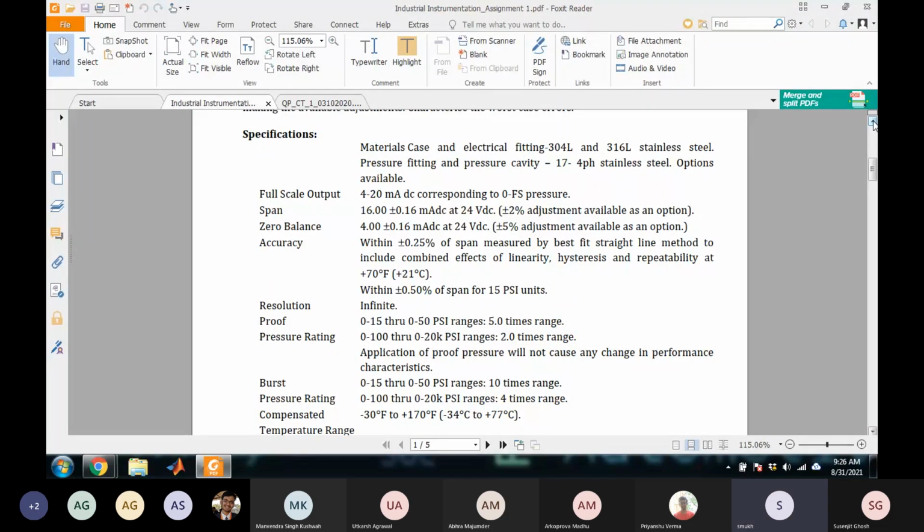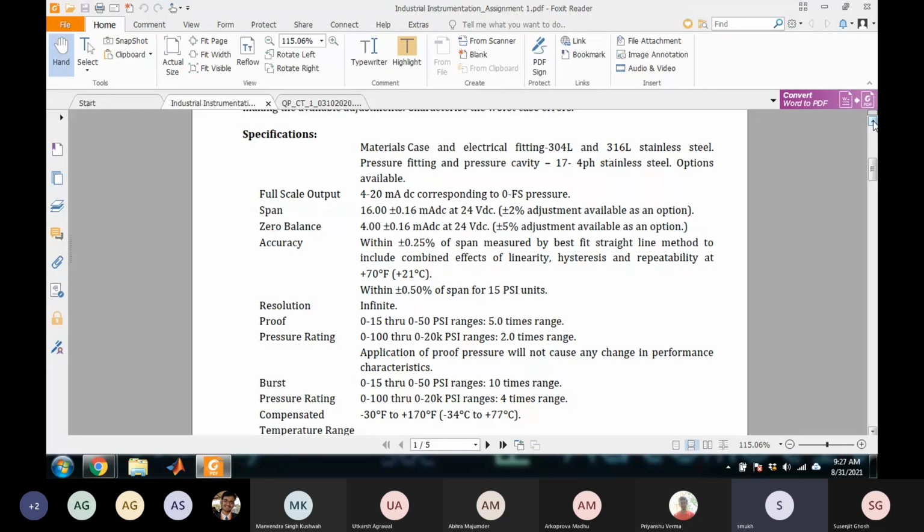Is this clear? Some acknowledgement, please. Then what is the span line? What do you think? What is being said? 16 plus minus 0.16 milliampere DC at 24 volt DC, plus minus 2% adjustment available as an option. What do you think is the meaning of this line?